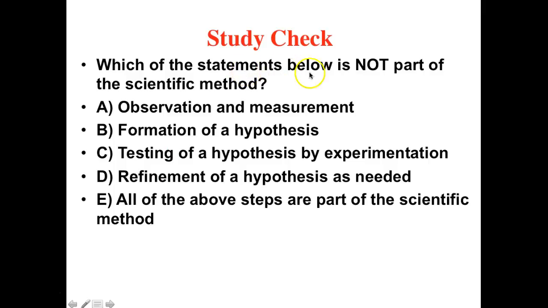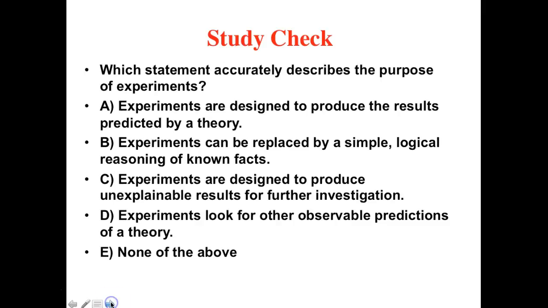Which of the statements below is not part of the scientific method? Observation and measurement, formation of a hypothesis, testing of a hypothesis, refinement of a hypothesis. All of the above are part of the scientific method, and E is the correct answer. They're all part of the scientific method.